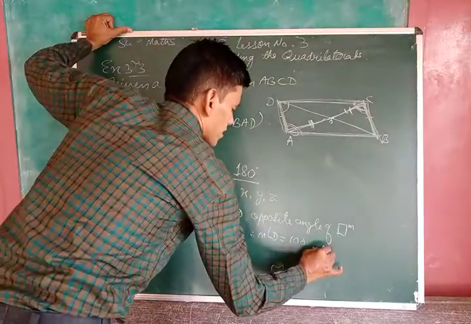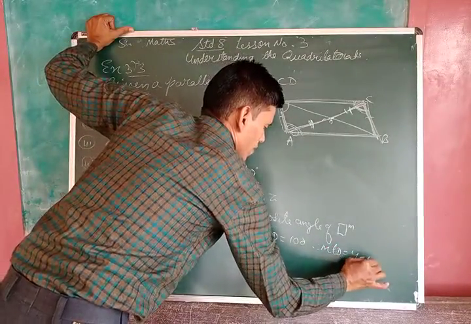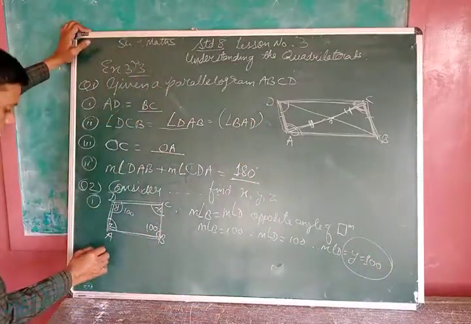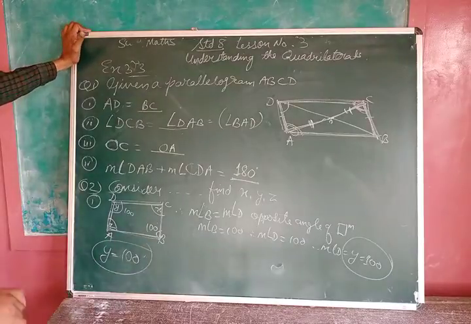We know that measure angle D is Y. So the value of Y is 100. Here we get Y is equal to 100.